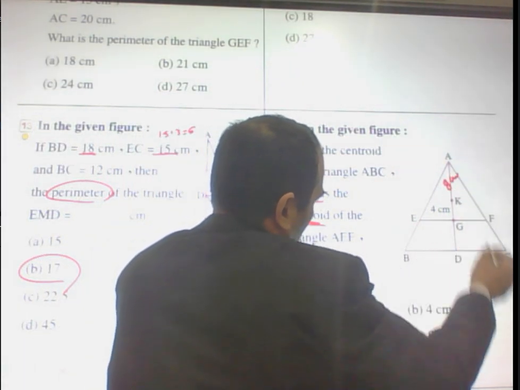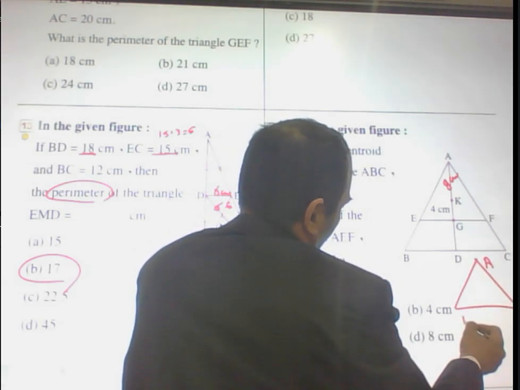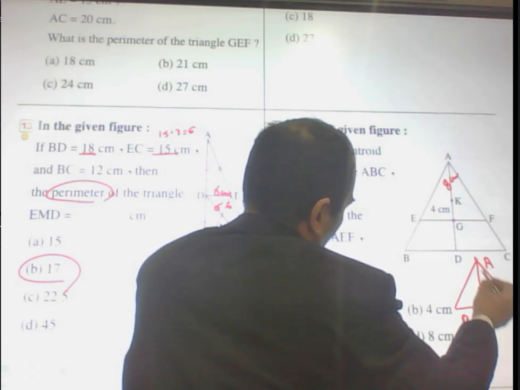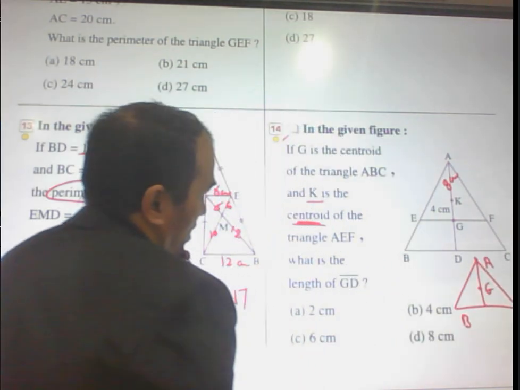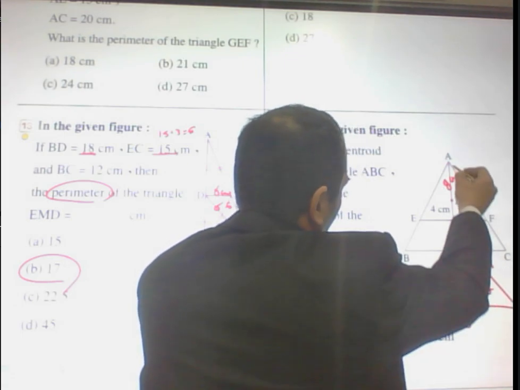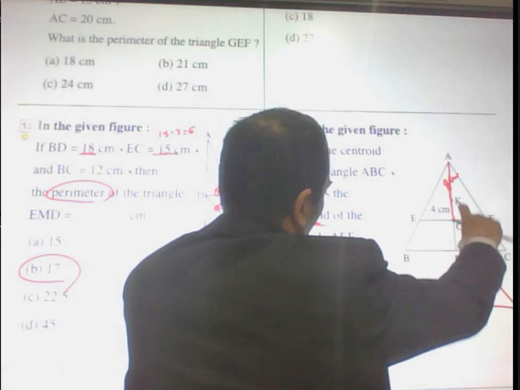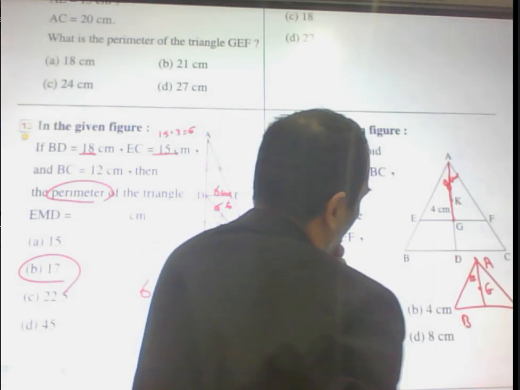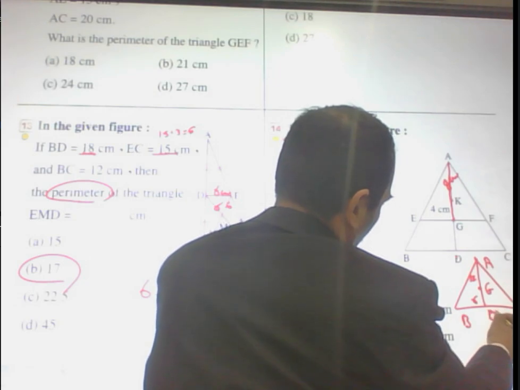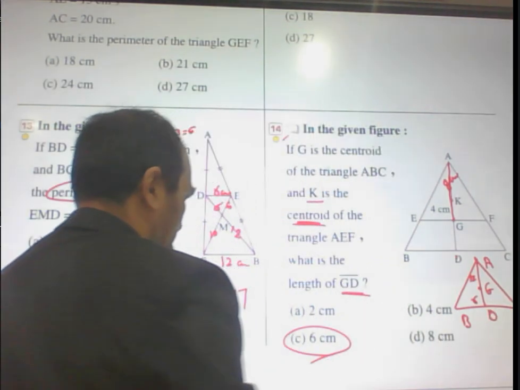4 plus 8 equals 12. If I draw here the biggest triangle ABC, and look at here, G is the centroid point in the biggest triangle. And we found 8 plus 4 equals 12. AG was 12 centimeters. From A to G, 12 centimeters. We know CG is this part, half of AG. Half of 12 is 6 centimeters. Then GD equals 6 centimeters. The length of GD equals 6 centimeters.